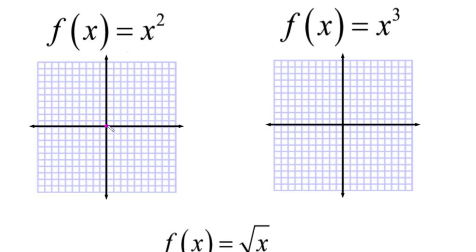So if you plug in 1, you square it, you get 1. But if you plug in negative 1, that is also positive 1. Plug in 2, and you get 4. Plug in negative 2, and you also get 4, because negative 2 times negative 2 is positive 4. And it creates this parabola.